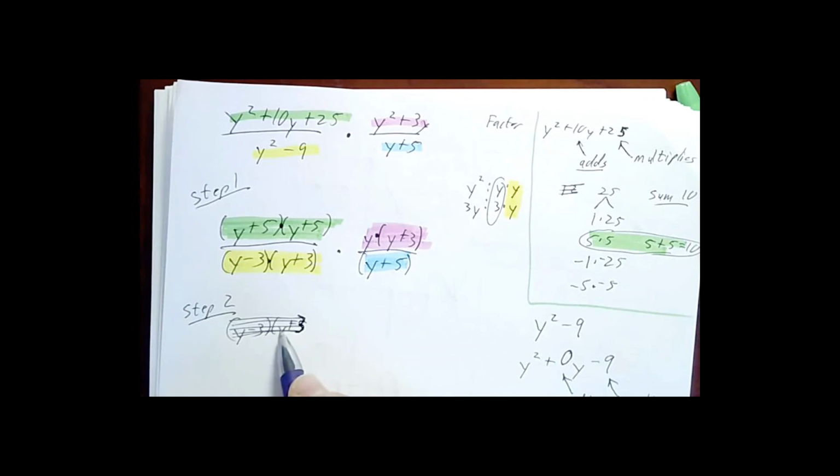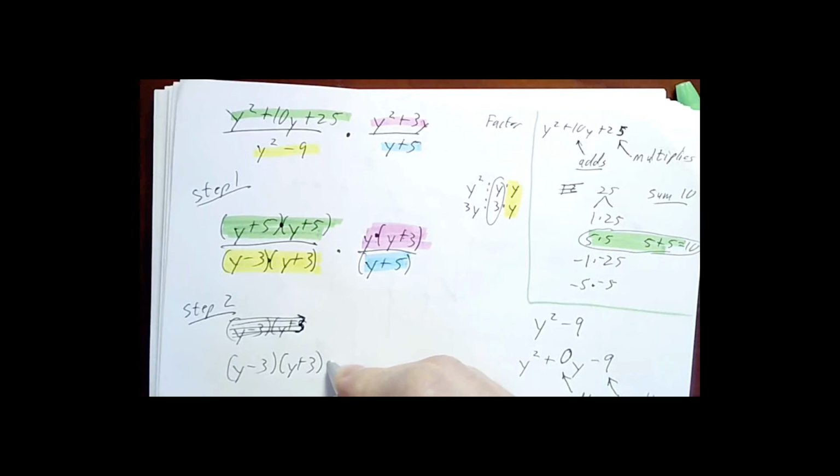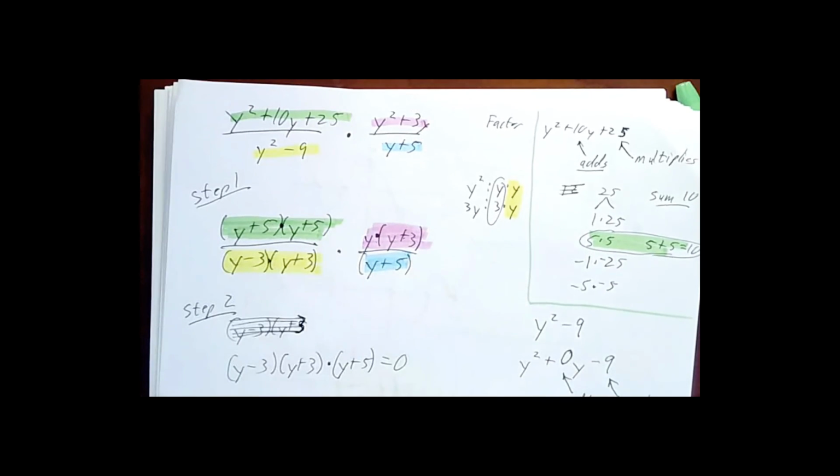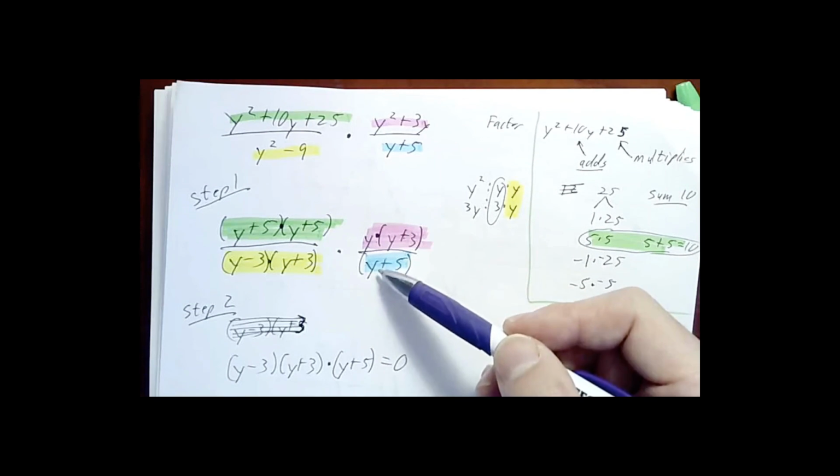What I want to know is what y minus 3 times y plus 3 times y plus 5 will give me a 0 in my denominator. So I'm incorporating everything here in my denominators in both sets of denominators. So what will make this 0?